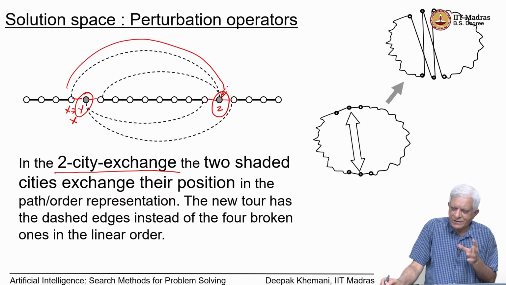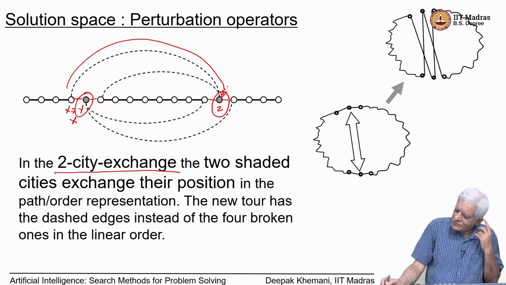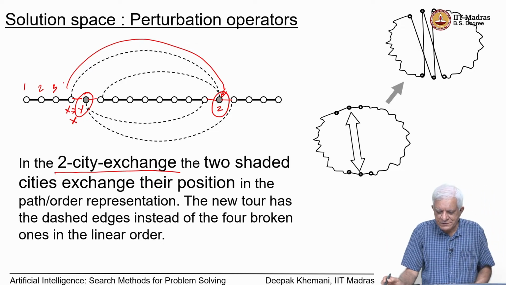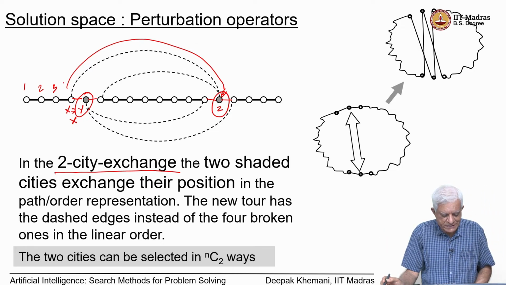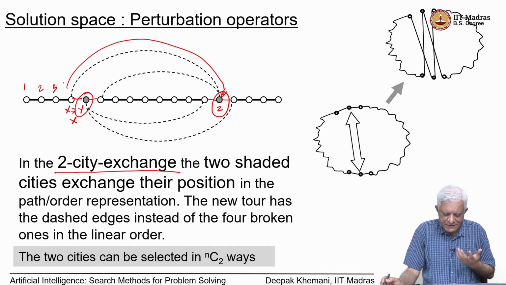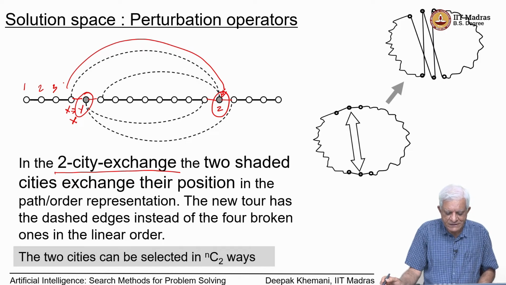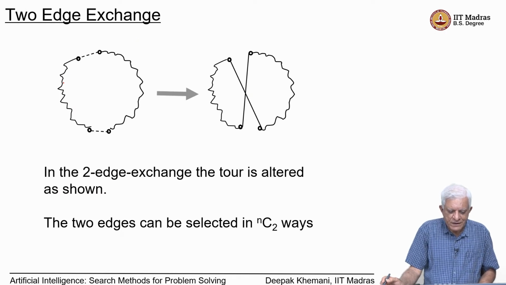What do we mean by exchange? We are assuming that the tour is represented by what is called a path representation, where it is a sequence of cities going from city 1 to city 2 to city 3 and so on essentially. And we are simply changing the order. The two cities can be selected in NC2 ways obviously. So, that would be the neighborhood function.